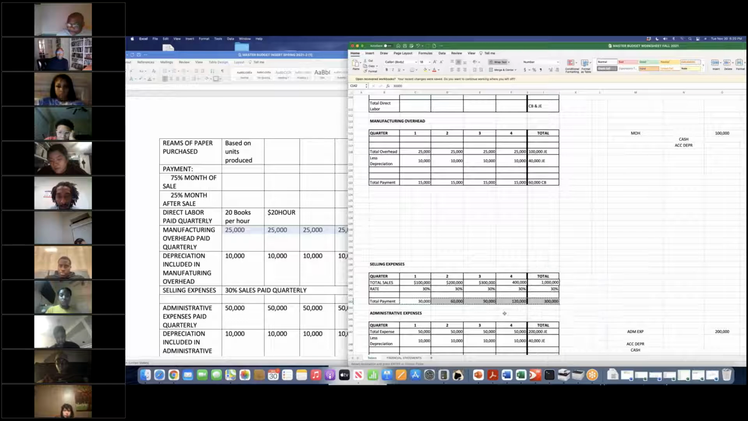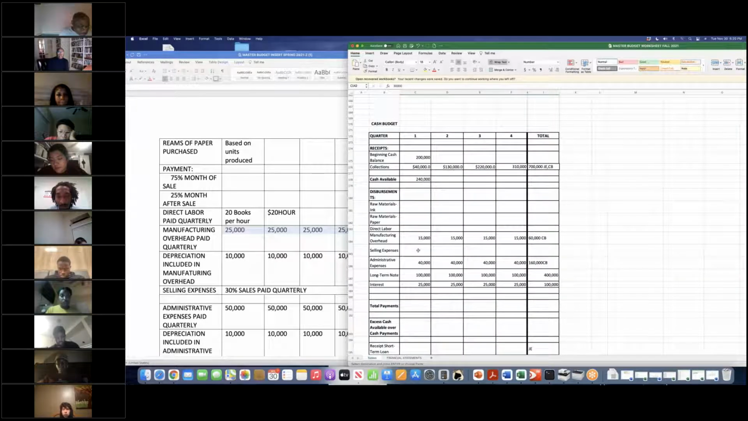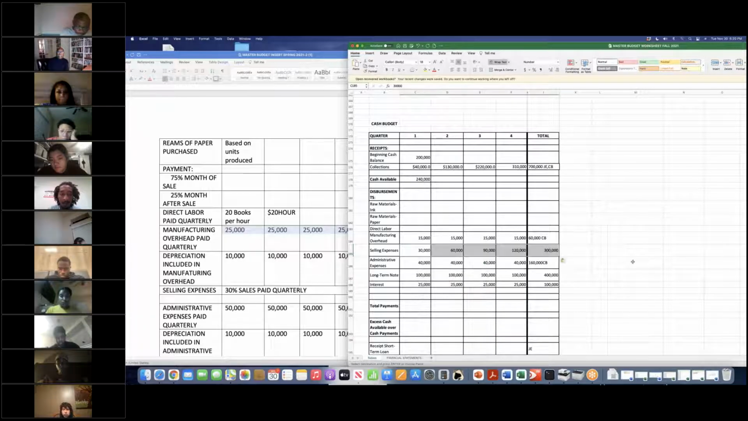So we're going to copy them and see if we can put them in here. There they are. Are there any questions on manufacturing expense down to interest expense as we're laying out our cash outlays?